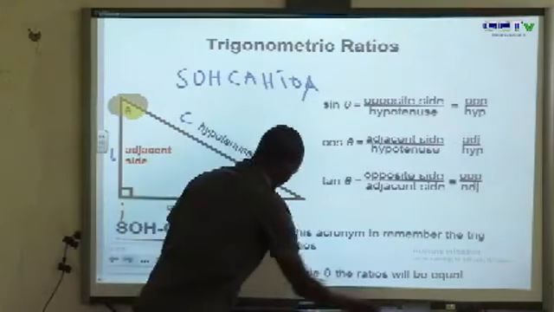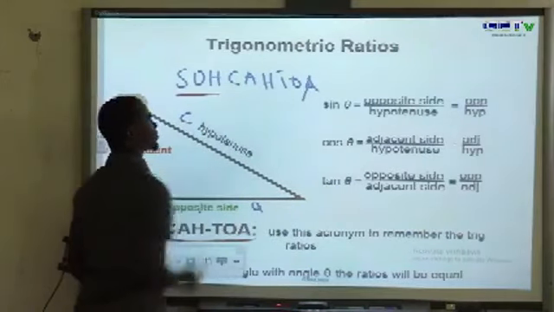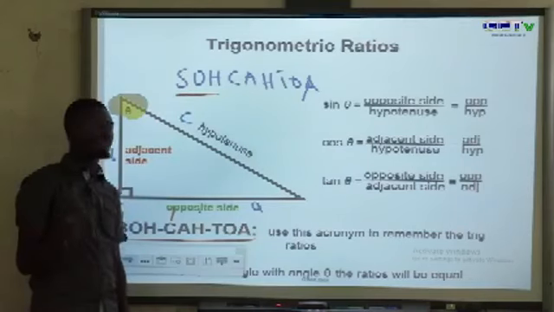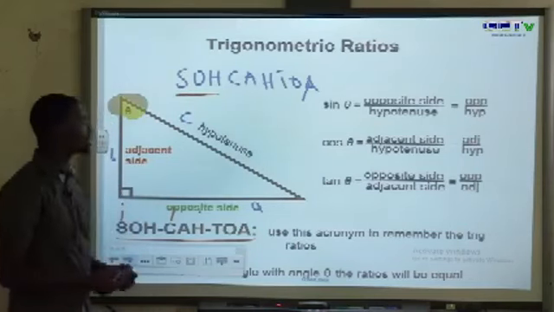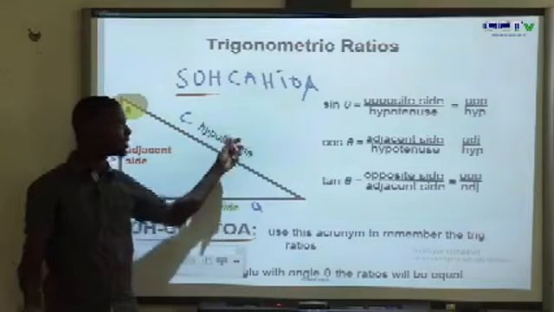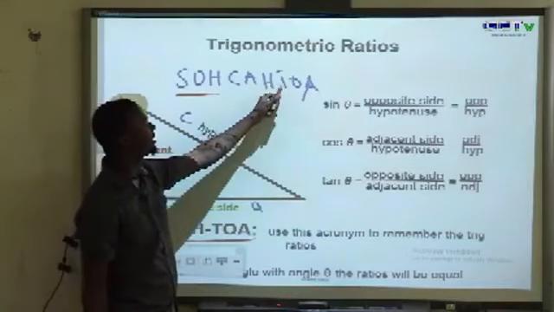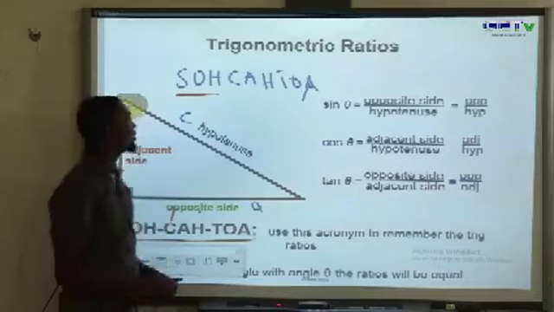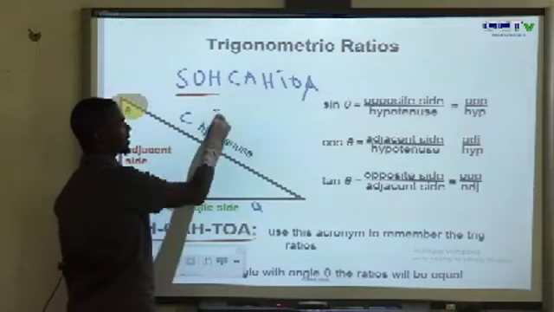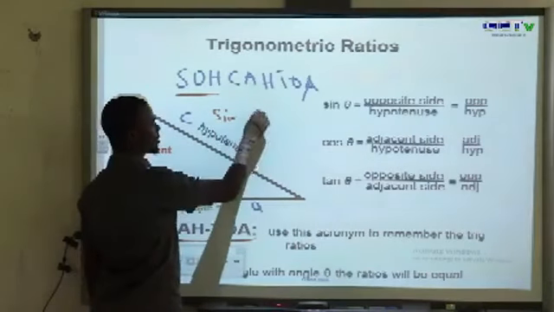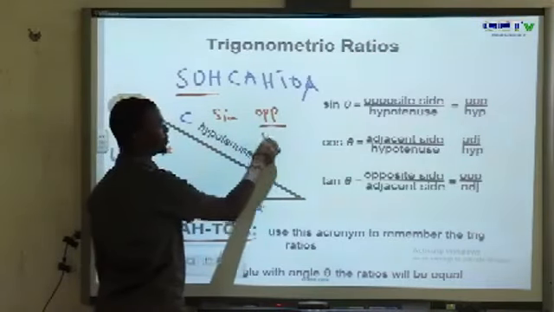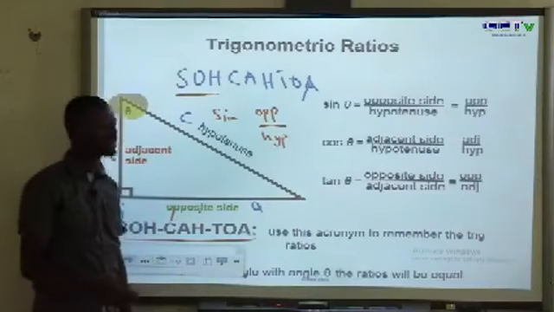SOH is the first one. S stands for sine, O is opposite, H is hypotenuse. C is cos, A is adjacent. So we have all the three ratios. Then the other one is T, that is tan. Now, if you have SOH, meaning S is sine, sine will give you opposite over hypotenuse, where O is opposite and H is hypotenuse.